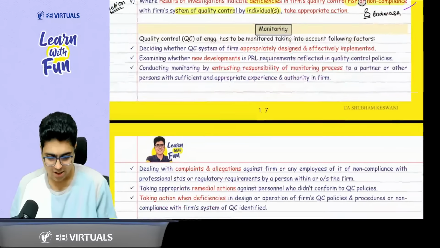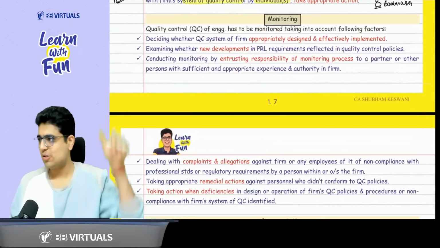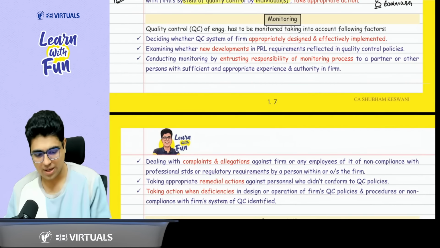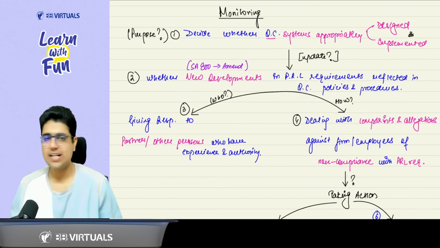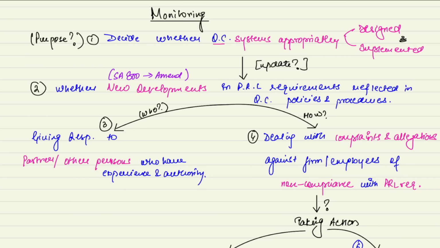Easy, sir. Now comes the next part, monitoring. This was the topic which was already asked in the November 24 exam. So I will just discuss the flow quickly with you so that in future whenever it is asked, you should know about it. Got it, sir? So in monitoring, first of all you should know the purpose.